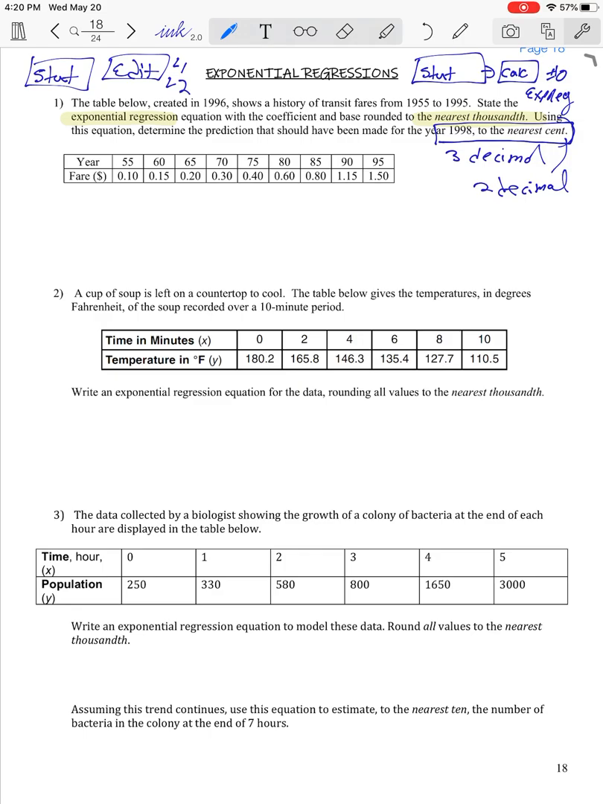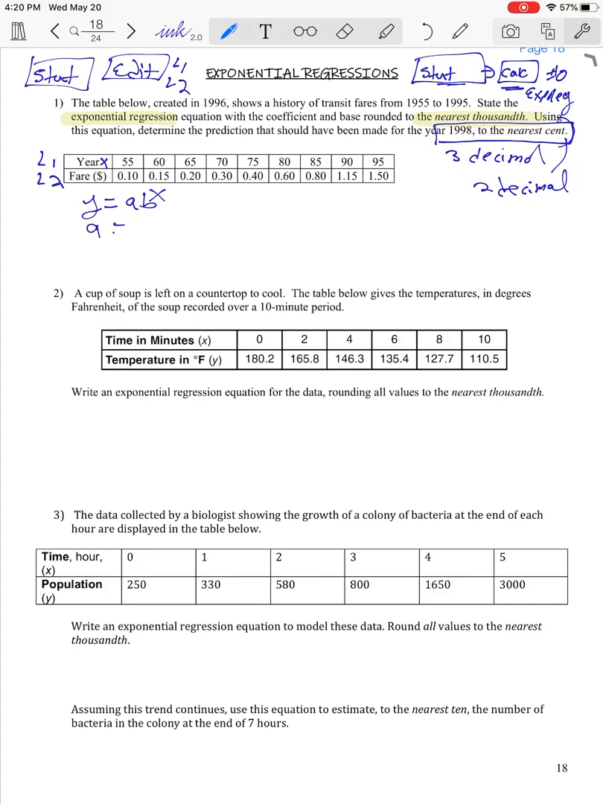So this is exactly what you did yesterday in Delta Math. Your x values are going to go in list 1. Your y values are going to go in list 2. Pause the video right now and plug them in. Welcome back. Once you plug them in, we're going to use our calculator, and you're going to go to Stat, Calc, and you're going to go to 0, keep hitting enter, and you're going to have y equals a b to the x, just what you did yesterday. The only thing is now you're going to have to round.